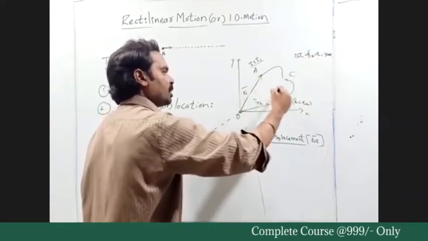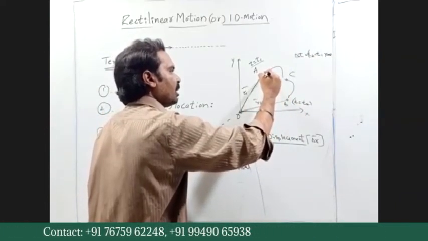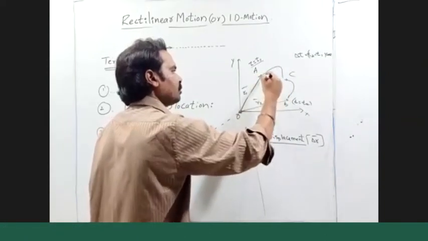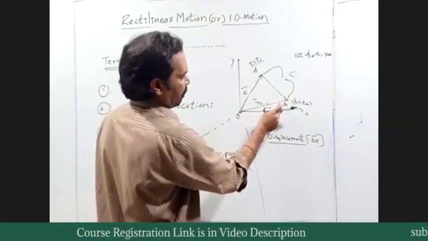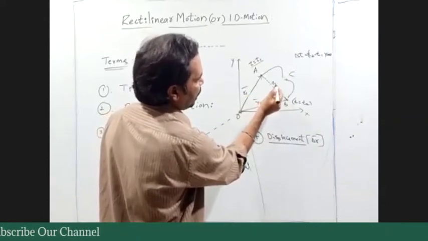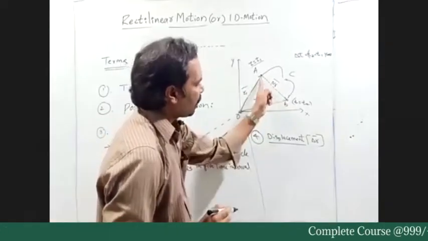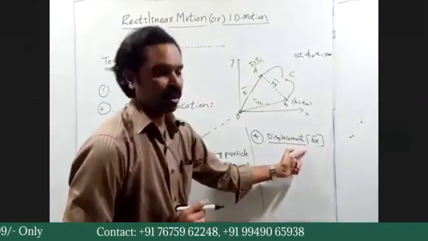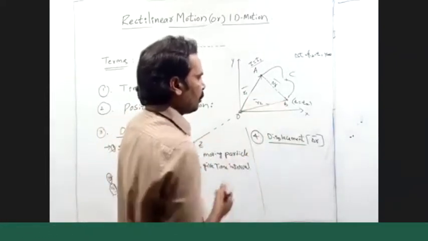To represent the change in position, we draw a vector from the initial position to the final position. Now AB bar indicates the change in position, delta r bar. So this delta r bar indicates the displacement of the moving particle.